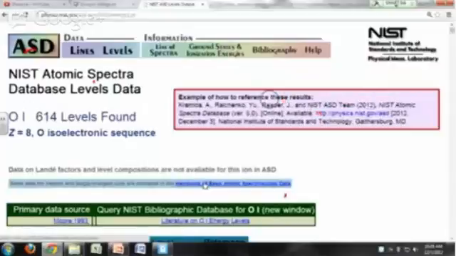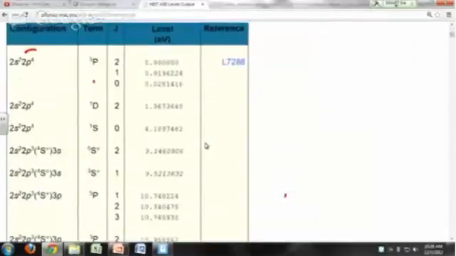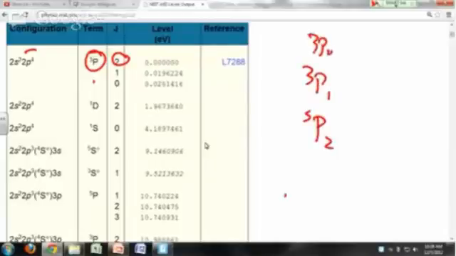And what do you find? Okay, look at the case of oxygen. Triplet P is still the ground state, largest multiplicity, but look at the ground level. It's triplet P2. So triplet P2 has the lowest energy, followed by triplet P1, and then triplet P0. So the order is reversed for oxygen compared to carbon.